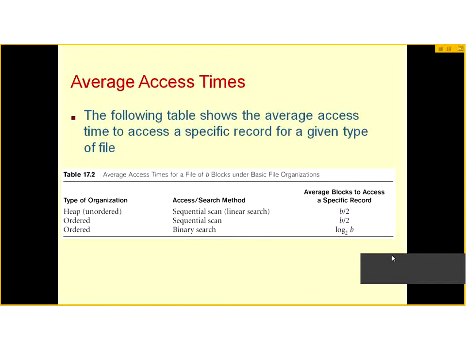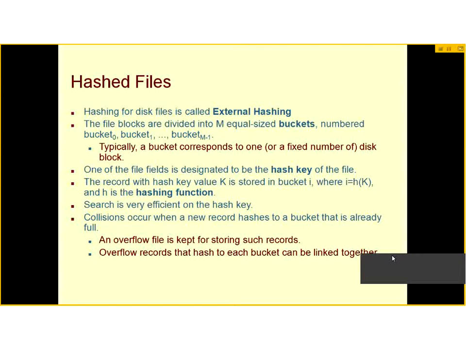Then the average access time: the average access time to access a specific record from a given type of file. If the type of organization is heap, unordered, it is a linear search, so the average blocks to access is b by 2. If it is ordered, then again b by 2, maybe the required record is in the middle. If it is ordered and you are using the binary search method, it will reduce your time, because in binary search the file should be organized in the form of a tree. So the average blocks to access a specific record will be log 2 b. So you should be aware of these access methods.